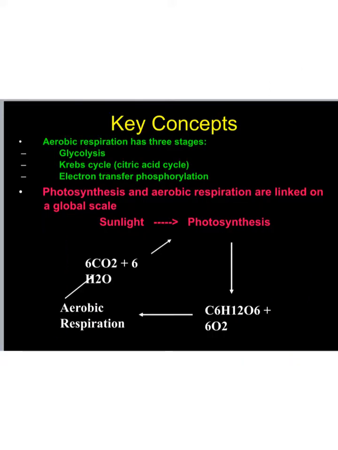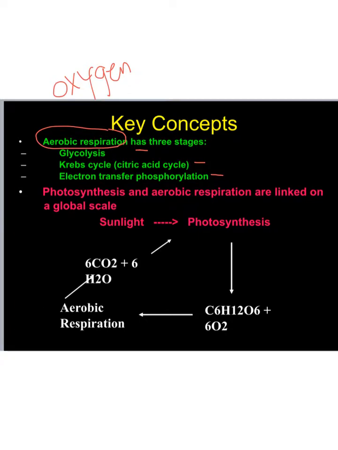There are a couple of key concepts that we're going to talk about in this chapter. We're going to talk about both aerobic respiration and anaerobic respiration. When we talk about aerobic respiration, we are talking about processes that utilize oxygen. And towards the end of this chapter, we'll talk about anaerobic respiration, and those are processes that do not utilize oxygen. Now, aerobic respiration occurs in 3 phases. We're going to talk about glycolysis, the Krebs cycle or the citric acid cycle, and electron transfer phosphorylation.